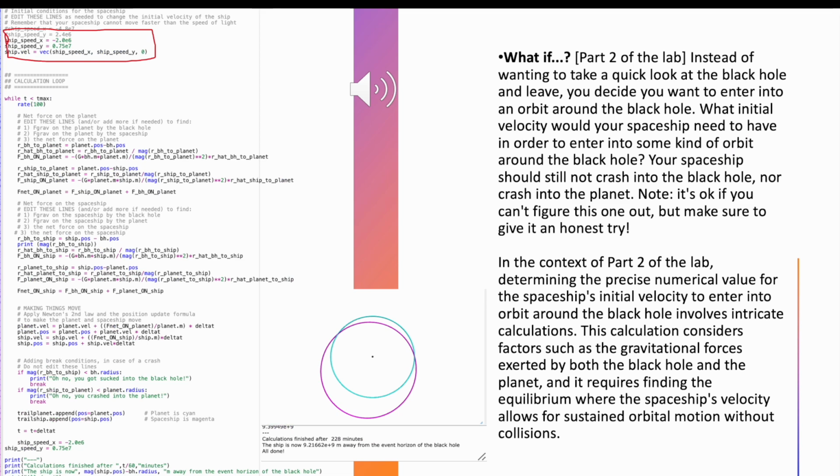What if we wanted to make it an orbit and not fly out of orbit? What initial velocity would we need? In the context of this experiment, we determined this numerical value with intricate calculations such as determining the gravitational forces that are exerted by the black hole and the planet, and it requires finding some equilibrium. I changed a couple of numbers, as you can see on the top left, and you can see the picture that I got in the middle, which had one big orbit and a small orbit, which is perfectly circular, and the velocity I got was negative 2.0 e to the 6th and 0.75 e to the 7th, which you can get using universal gravitation formulas and the F-perp and F-parallel formulas.